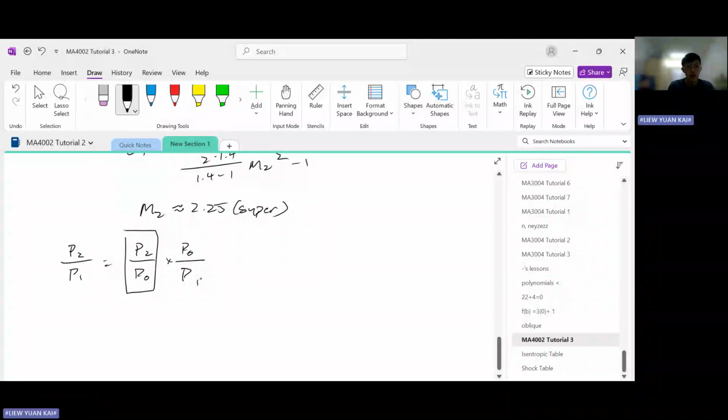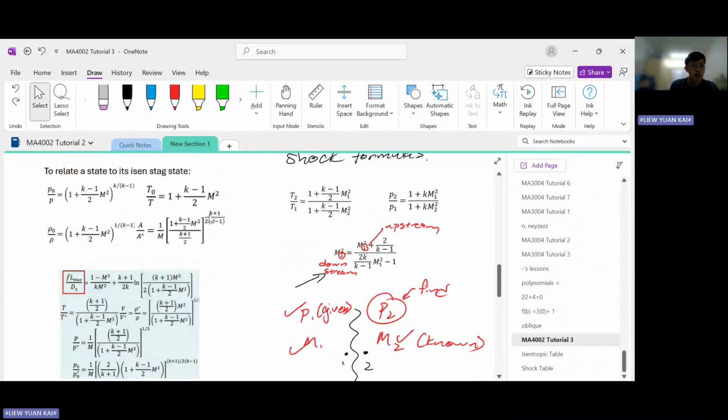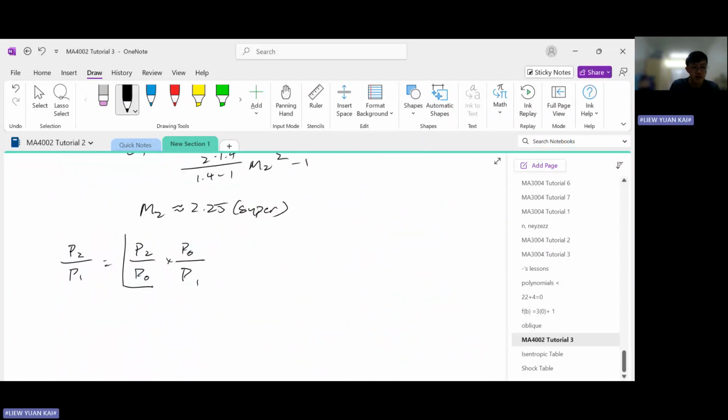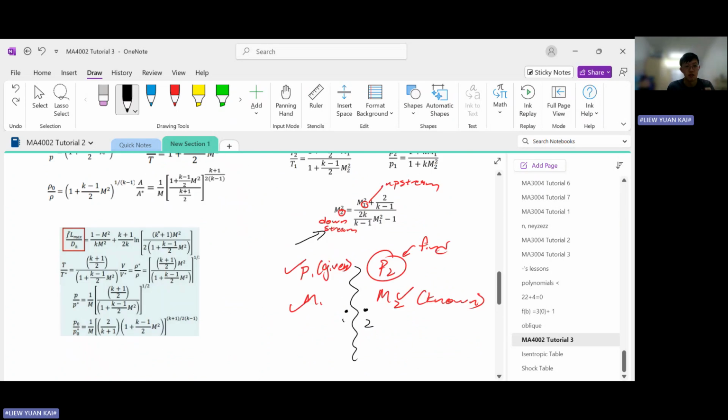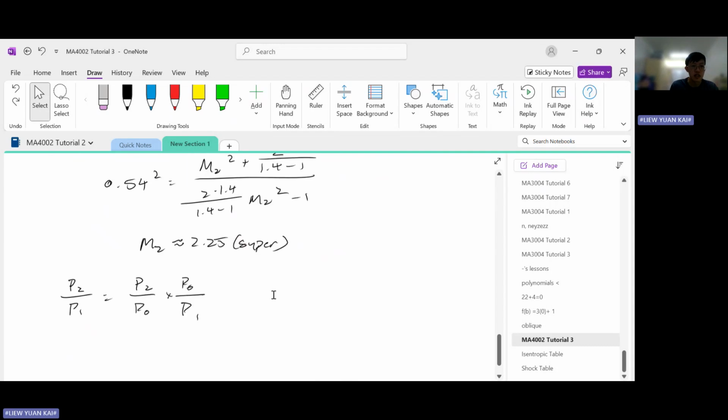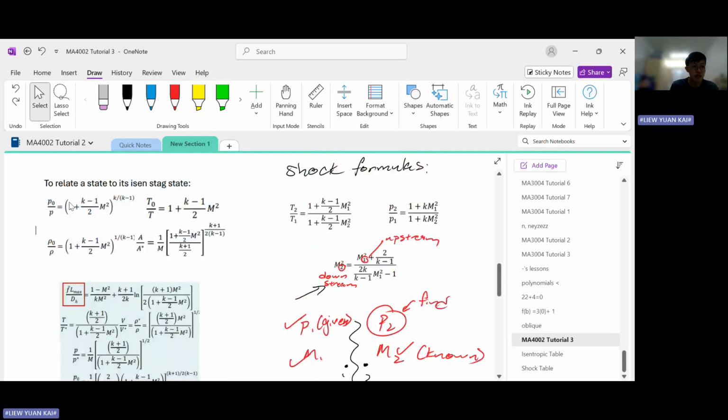We're able to find this. Why? Take a look at the formulas here. We have P naught over P at any given point. I know right now we're dealing with the upside down of that, so we're given P2 over P naught instead of P naught over P2. But let's stick with this formula that we see here, and apply it to point 2.